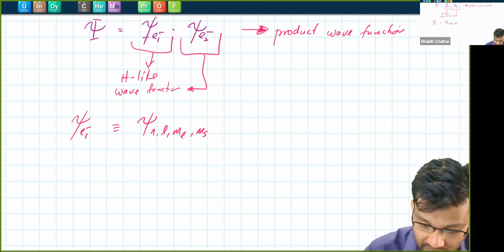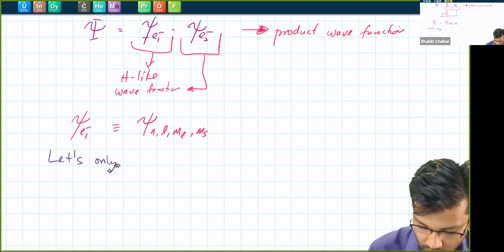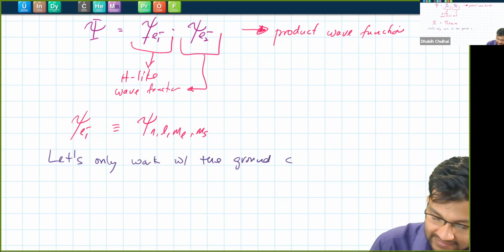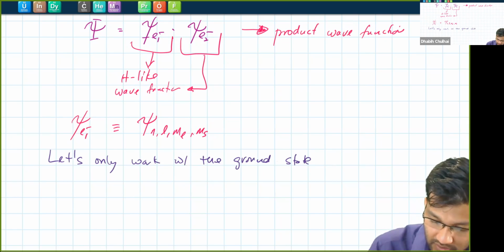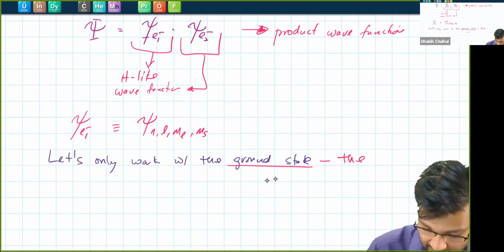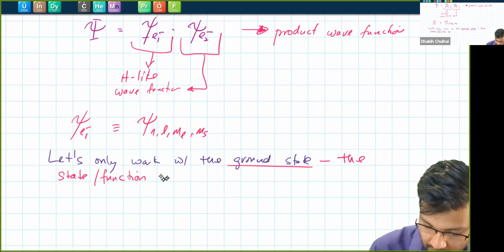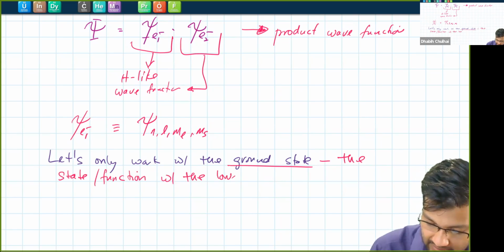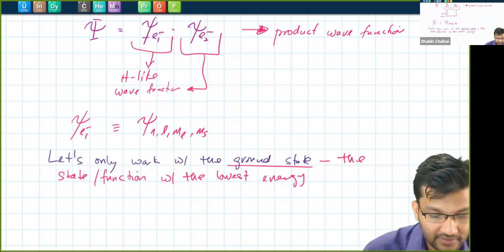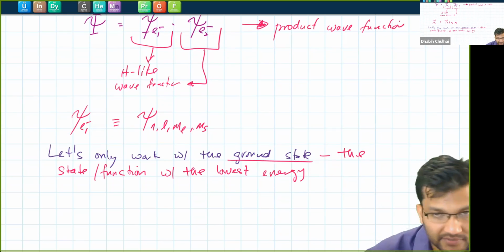Next, we're going to assume we're working in the ground state only. For those of you wondering, I think we talked about this, but the ground state is the state or function with the lowest energy. We're going to work with the ground state only because it's going to simplify some things, and we know what the helium atom should be doing in the ground state.